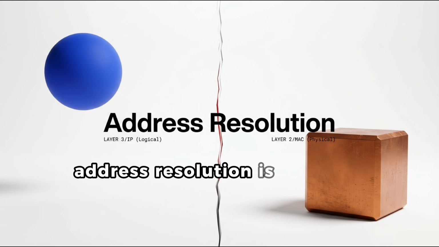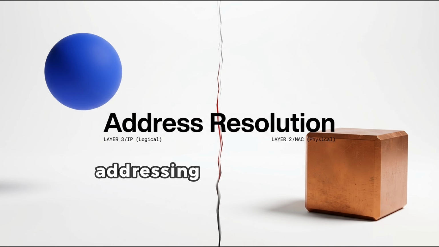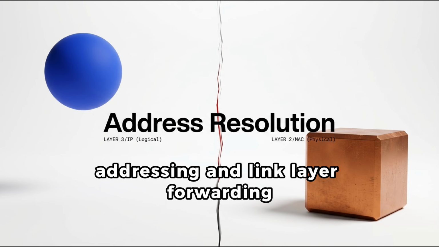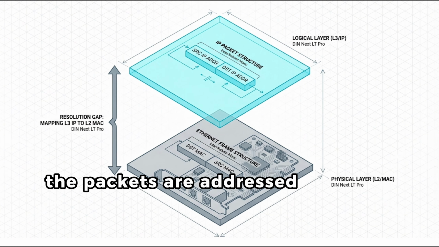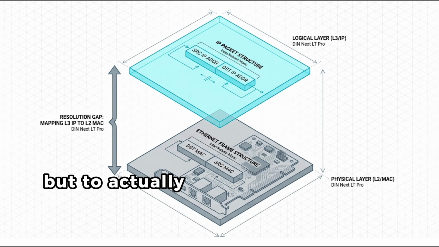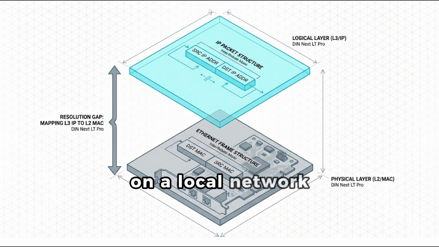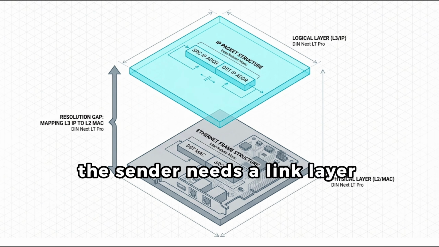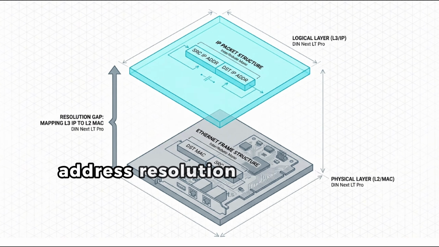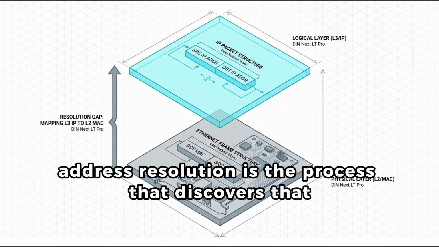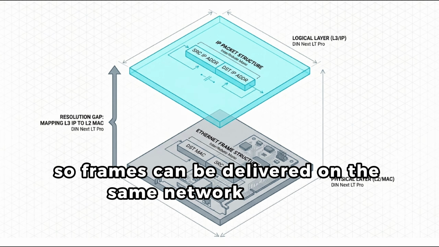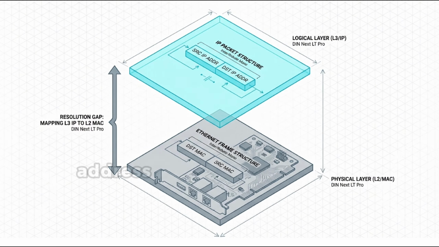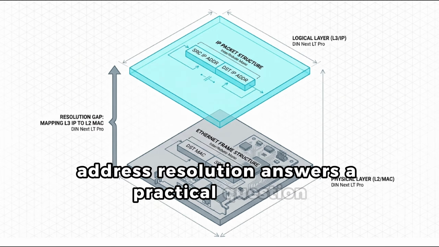Address resolution is the glue between network layer addressing and link layer forwarding. When a host has an IP address to reach, the packets are addressed at layer 3, but to actually deliver those packets on a local network, the sender needs a link layer address. Address resolution is the process that discovers that link layer identifier so frames can be delivered on the same network segment.